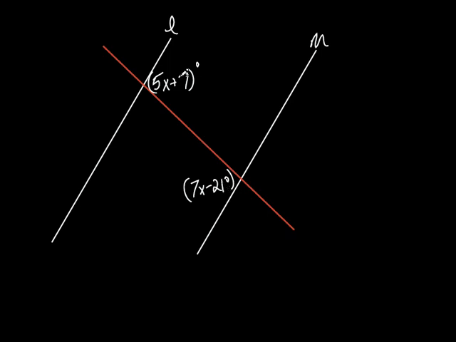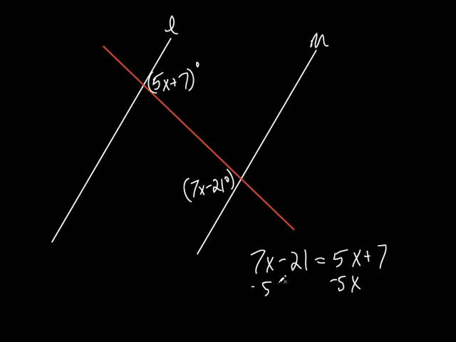That x is going to make these two angles equal. And if these two angles are equal, they're alternate interior angles, then guess what's true about my two lines? Then they're parallel to each other. Okay? So let's set them equal to each other. So 7x minus 21 equals 5x plus 7. And let's solve for x.